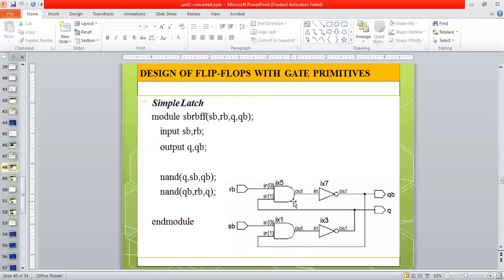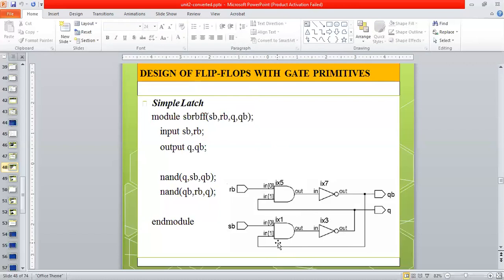Instead of that, we can develop this circuit by using directly one AND gate. Is it correct or not? So instead of this AND and NOT, I can directly develop one NAND gate. Here also, instead of this AND and NOT gate, I can develop one NAND gate.